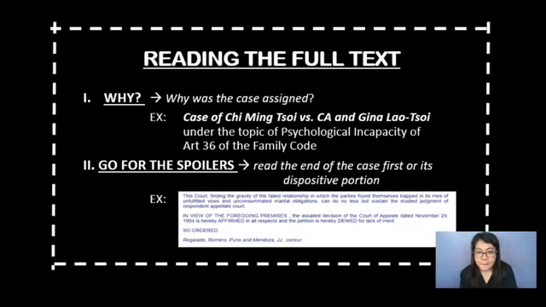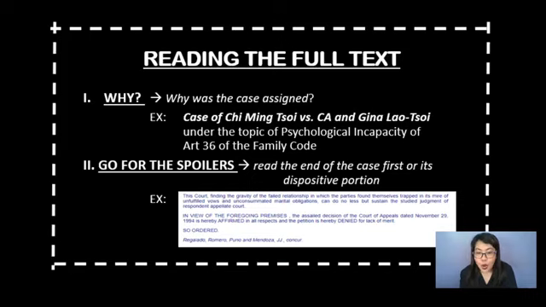Say, for example, the very famous case of Chi Ming Choi versus Court of Appeals and Gina Lau Choi. Binibigay ito lagi sa persons and family relations. And the topic falls under Article 36, tackling on psychological incapacity. So now you know that the case is under psychological incapacity, di ba? You will know what to find in the case and what are the facts and the legal principles that you must take note of.